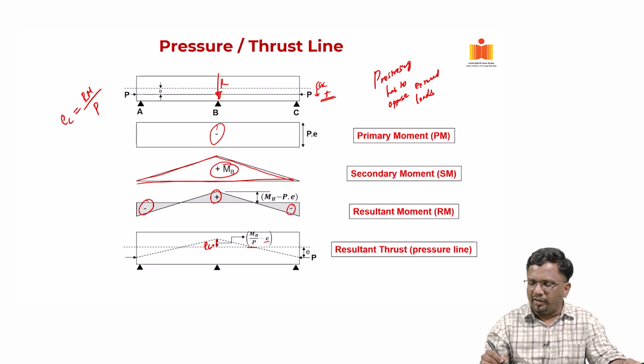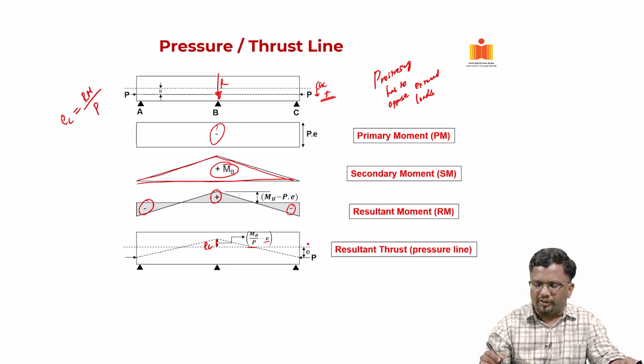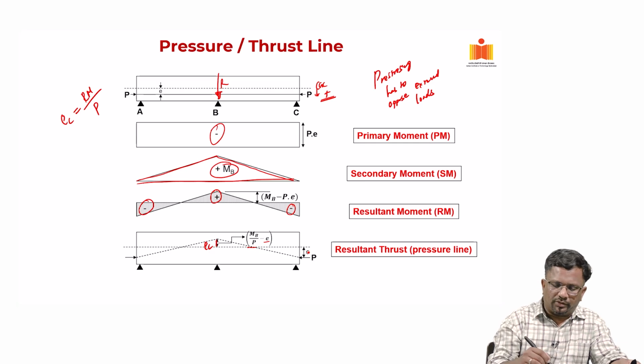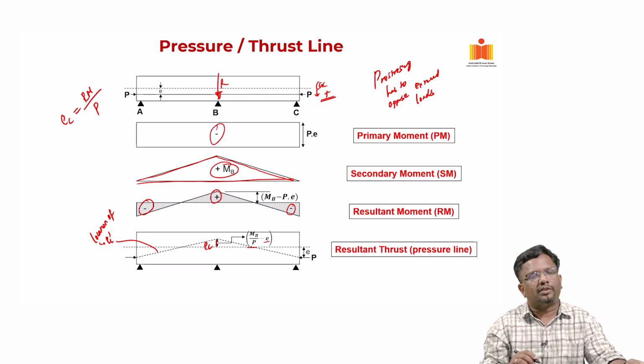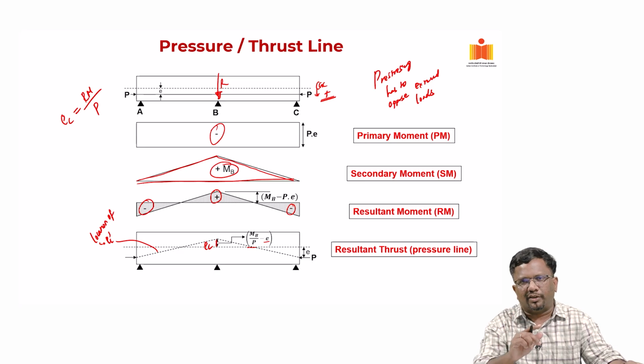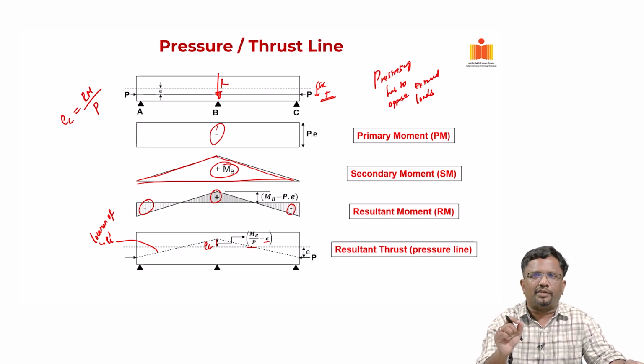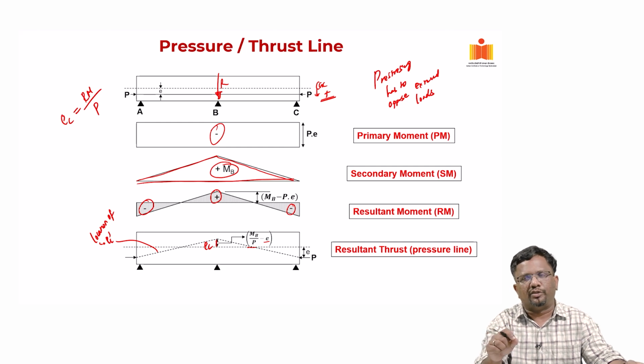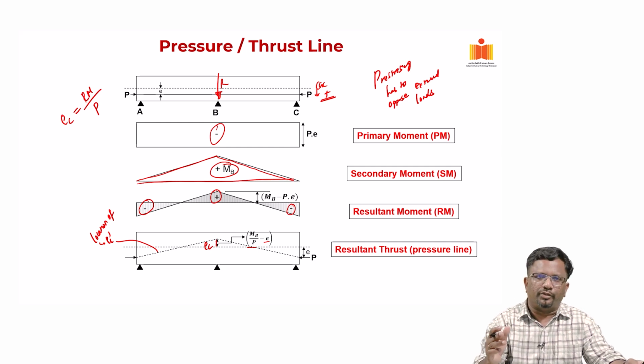So, this is your ec. This is the location of your thrust line. Small e we denote for the eccentricity of the tendon. When you say ec, it is the eccentricity of the compression force, right. It is nothing but the location of your thrust line along the length of your beam.